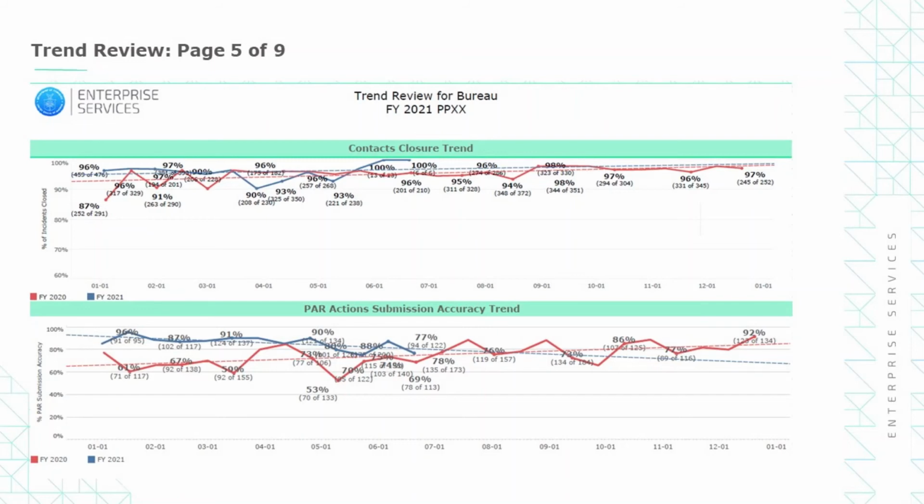The two graphs on this page show the trend lines between this current fiscal year and previous fiscal year for the percentage of incidents closed and for the percentage of accurate customer PAR submissions. You can see in this example that in fiscal year 2021, the percentage of incidents closed has been on trend with fiscal year 2020, and that for fiscal year 2021, customer PAR submission accuracy has been trending higher than in fiscal year 2020.